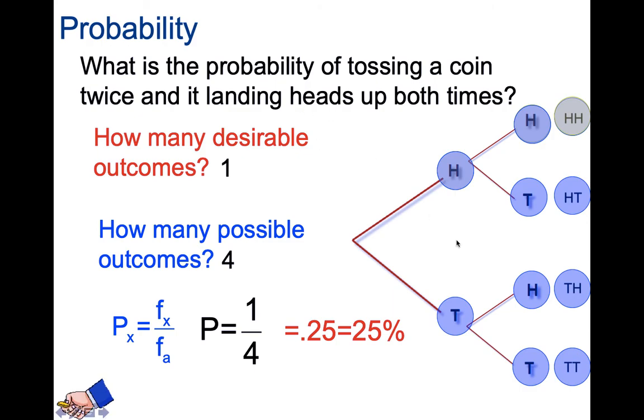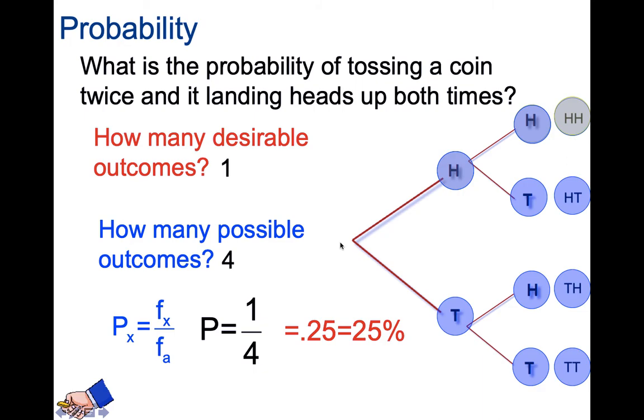Another way to think about this is you look at the probability of the individual flips and then you multiply them. So in this case, what's the probability that I'm going to get a heads? Well, it's 1 over 2. What's the probability I'm going to get heads again? Well, I have to take my 1 over 2 and multiply by 1 over 2, and then I get 1 over 4.